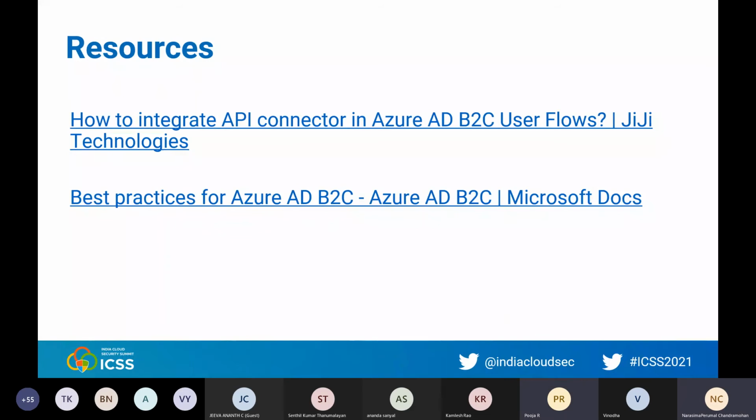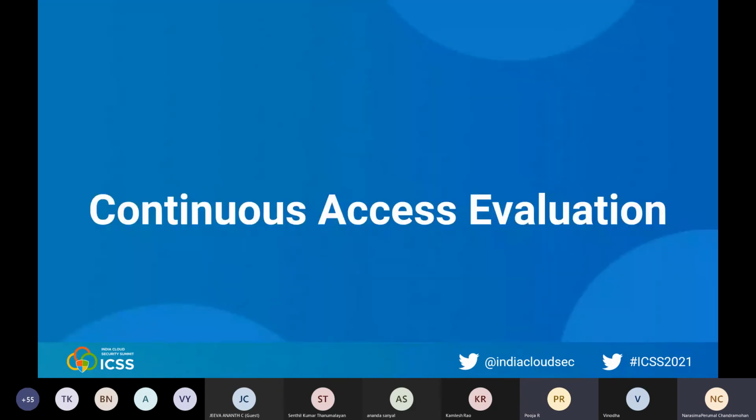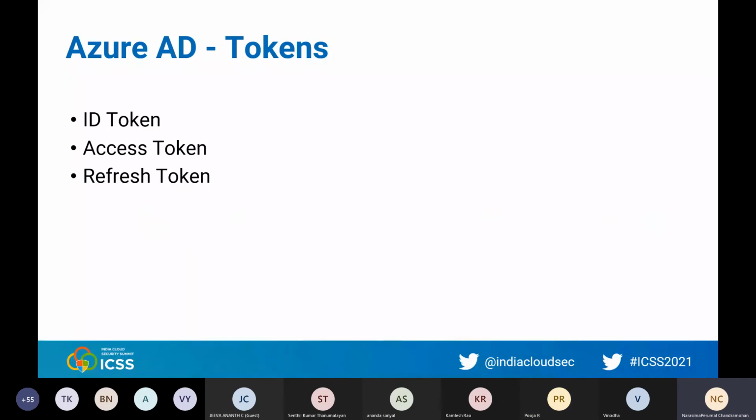These are the resources. Again, this entire process, whatever I have demoed for API connector, we have already documented as a blog. You can refer to these resources. And this is the final part, continuous access evaluation.